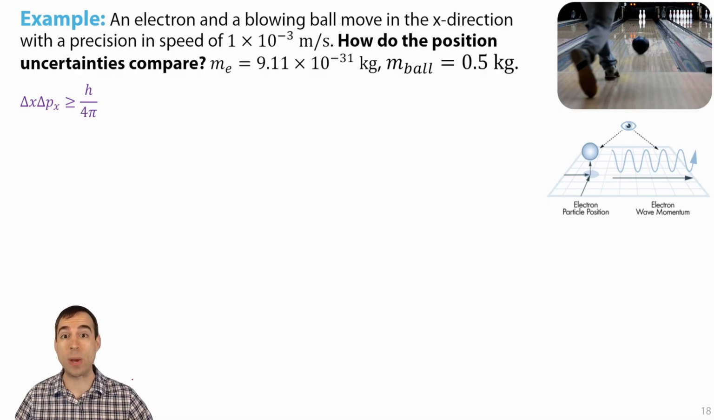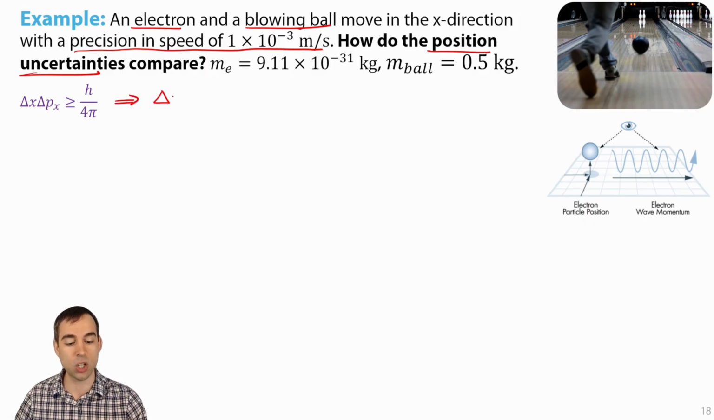So previously we said something about the wavelength comparing macroscopic and microscopic objects. Let's think about how we can compare the uncertainties of macroscopic and microscopic objects. Here we have an electron and a bowling ball with a precision in their speed given to 1 millimeter per second. How do the position uncertainties compare for these two objects? So if we take a look at Heisenberg's uncertainty principle, we see that the uncertainty in position is related to the uncertainty in momentum and some constant value.